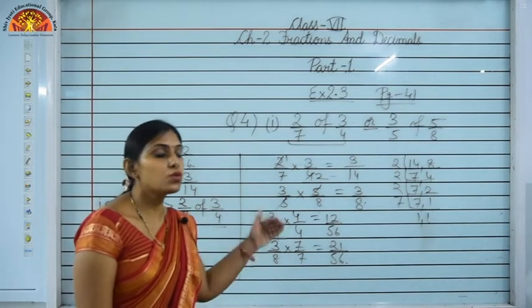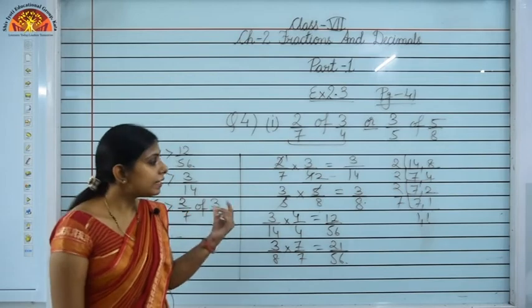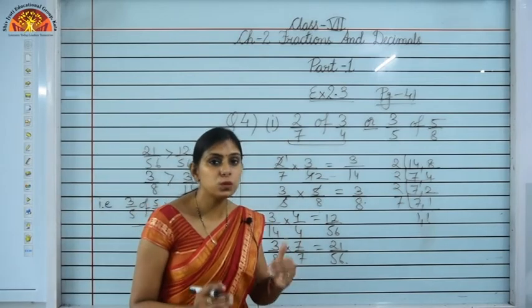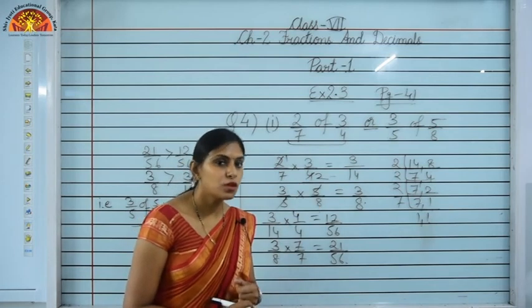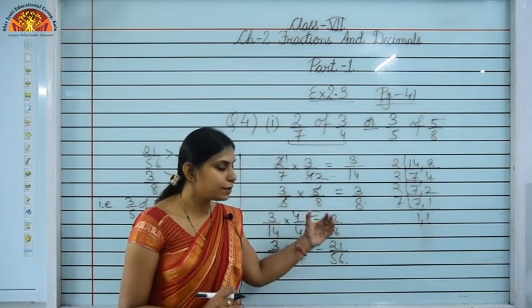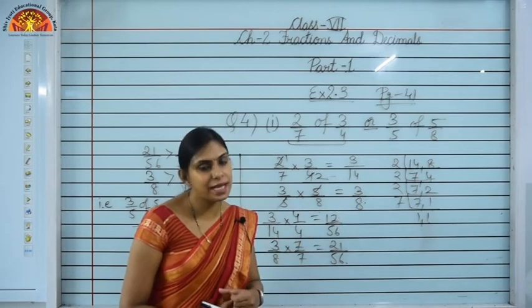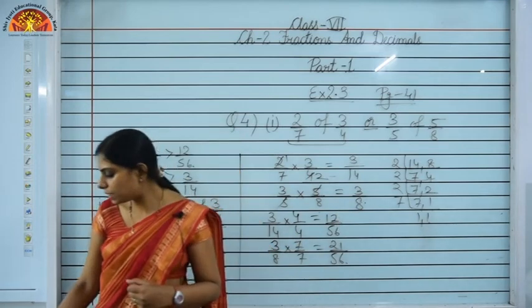Got it, children? So whenever there are unlike fractions, you have to convert it into the like fractions by making the denominators same. So for making the denominators same, you have to just find out the LCM. Got it, children? Now we'll just solve the next question over here.